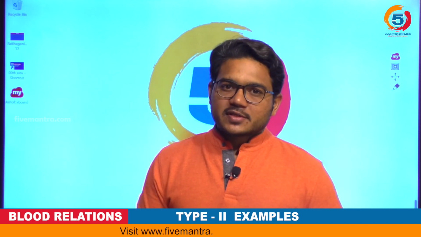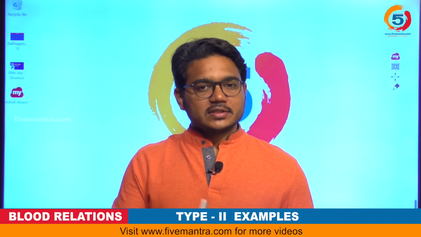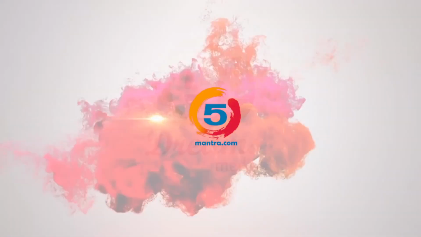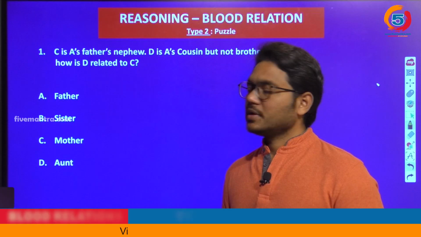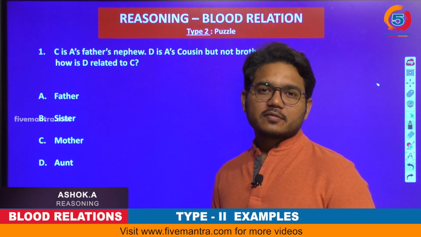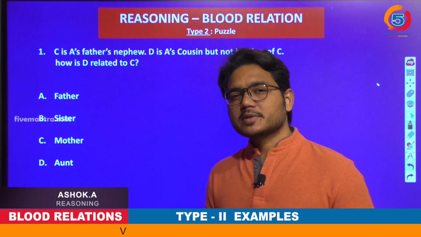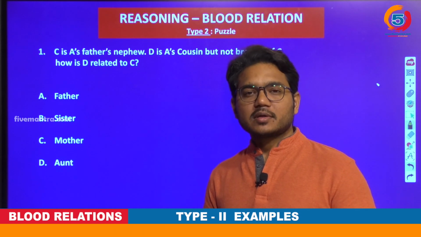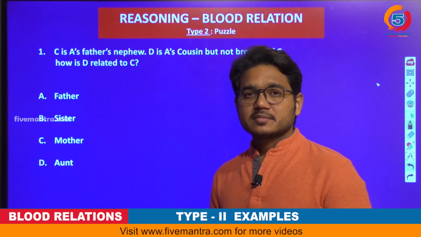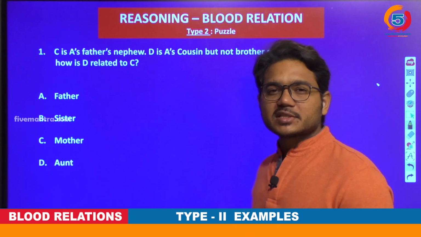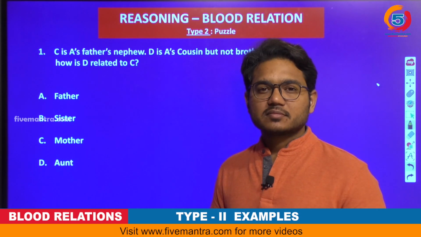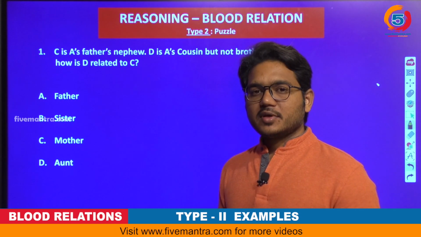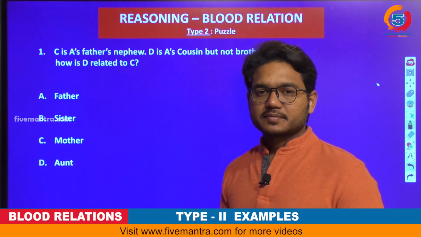In our previous video, we have seen some basics of blood relation. This is a continuation of that topic. After seeing the first kind, that is based on conversation and description by a person, we have seen some models in that particular type. Now we will get into the second type, that is puzzle type. Means a statement will be given, it looks like a puzzle, a kind of roundabout approach, and based on that statement we have to answer the given question.